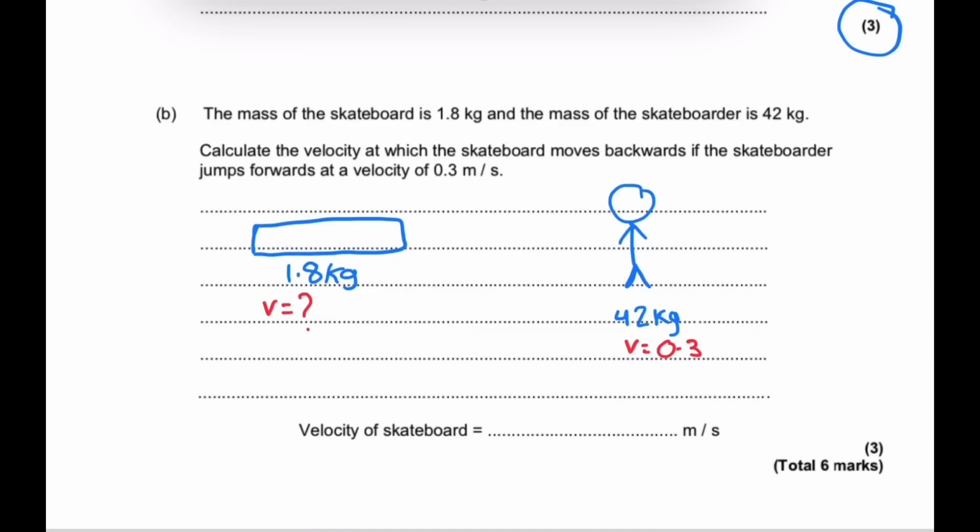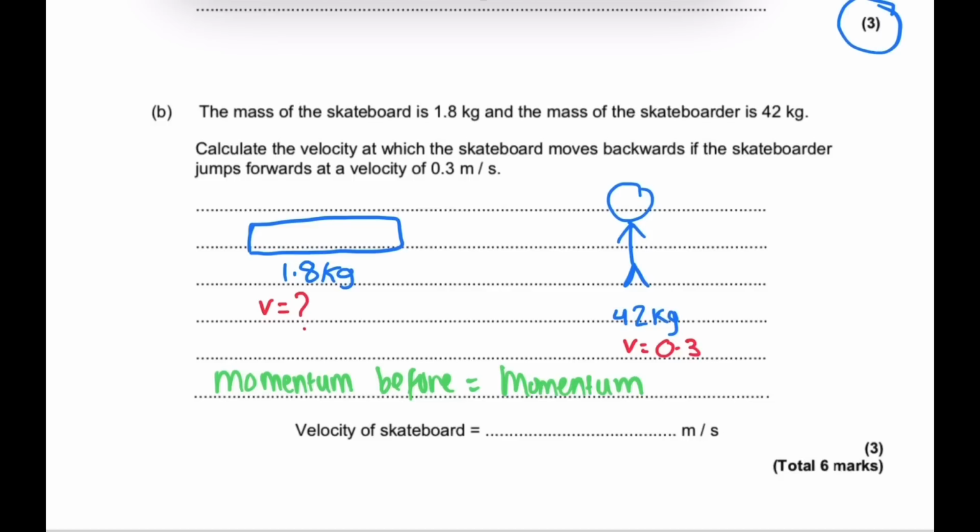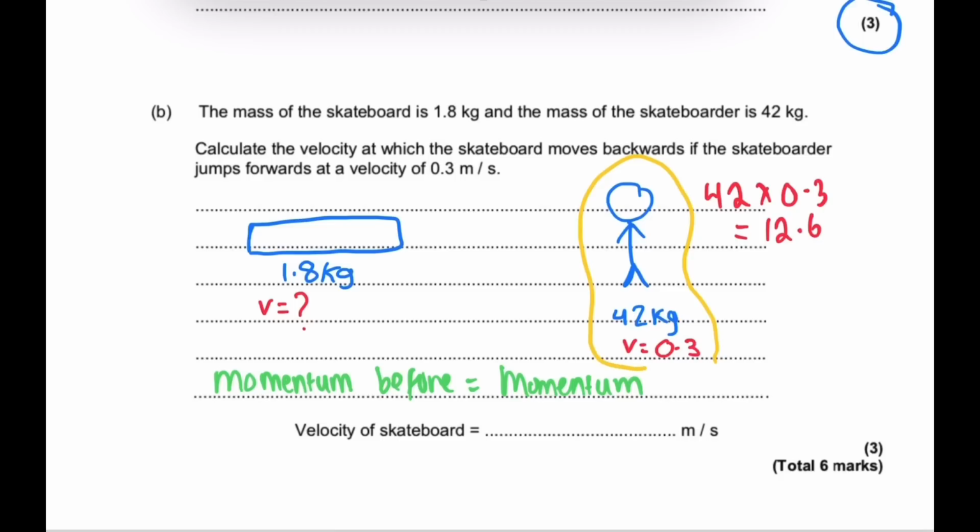If you can find momentum, then you can rearrange it to find the velocity, because remember, the momentum before equals the momentum after. So we can use this theory to find the velocity of the skateboard. Firstly, what we can do is times 42 by 0.3, which will give us a total of 12.6. So that is the momentum of this section, which is going to be exactly equal to the momentum of the skateboard.